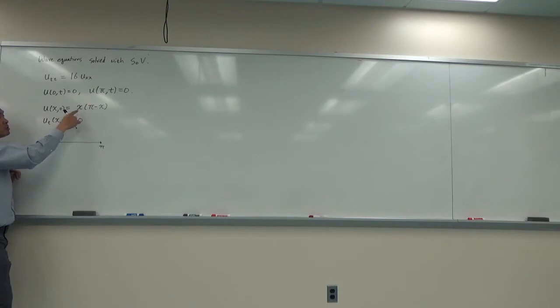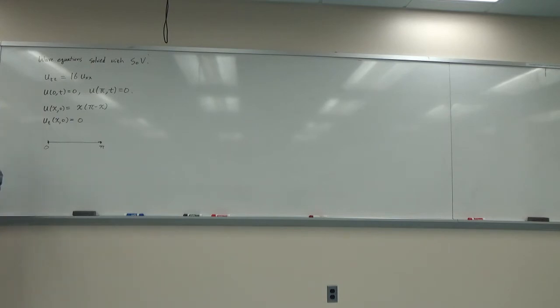If you plug in x equal to 0 into this initial condition, what do you get? 0. If you plug in pi into this equation, you get 0 again. How about if you plug in pi over 2, what would you get? Pi over 2 times pi minus pi over 2, that's again pi over 2. You get pi squared over 4. And pi squared is about 9, 9 over 4, that's about 2 point something.